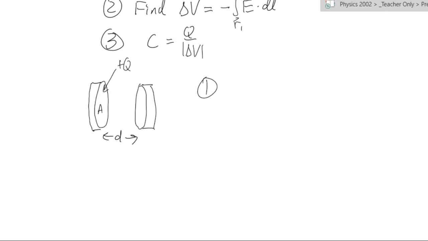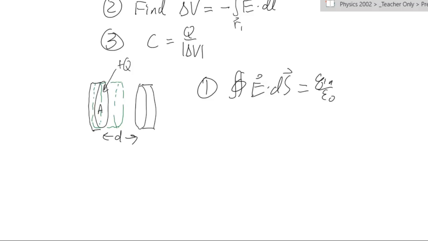So step 1, we have the integral of E dot ds is equal to Q in divided by epsilon naught. Anytime that we apply Gauss's law, it's always a good idea to draw a Gaussian surface. And so the Gaussian surface that we're going to draw is partially on the inside of this conductor, and it extends out into the middle between these two plates.